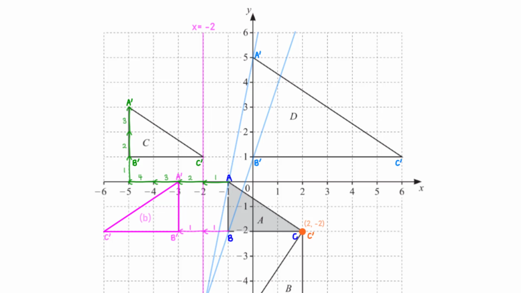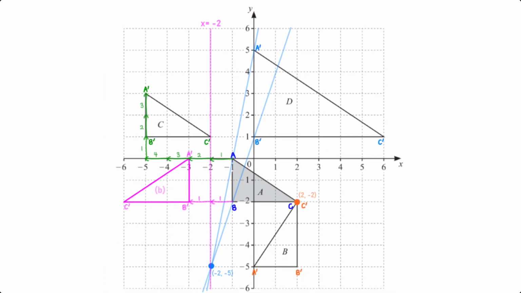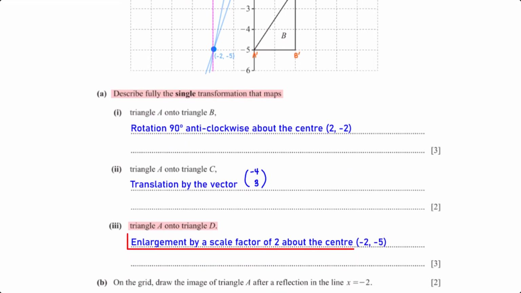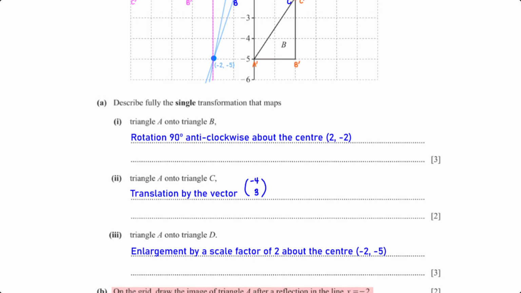From here, all we need to do now is to find the center of enlargement. We can get this by connecting at least 2 corresponding points on both triangles. The intersection point of the lines is the center of enlargement. In this case, we get the center to be -2, -5. And so the full description for this transformation would be enlargement by a scale factor of 2 about the center -2, -5.